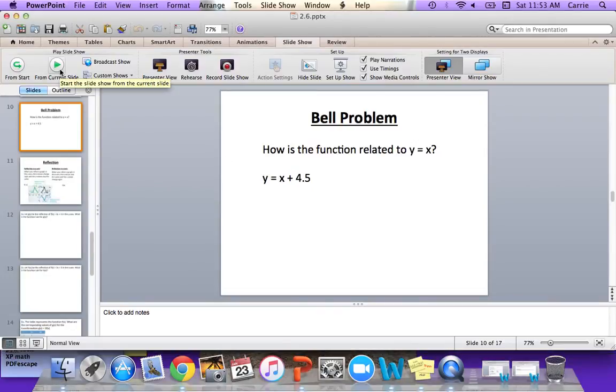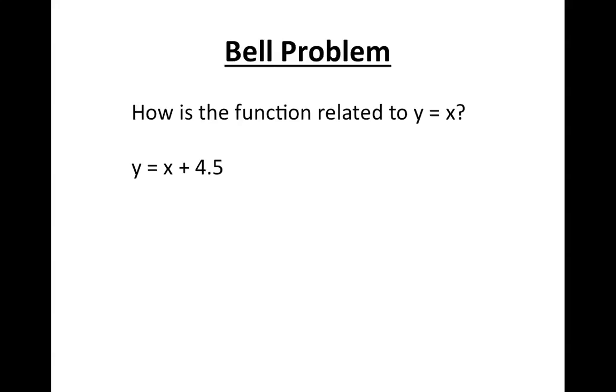Continuing on with 2.6, this is the Bell problem. How is the function related to y equals x? If you notice, we have nothing different with our x term, but we have something added or subtracted at the end. Since it is added or subtracted at the end, that means we're going up or down. And since it is positive, that means we're going up. So how are the functions related? We went up 4.5 units.